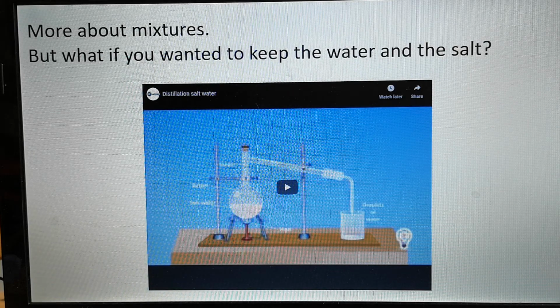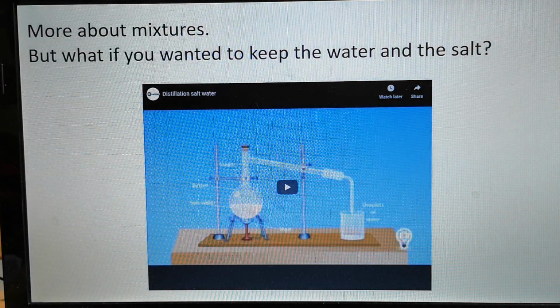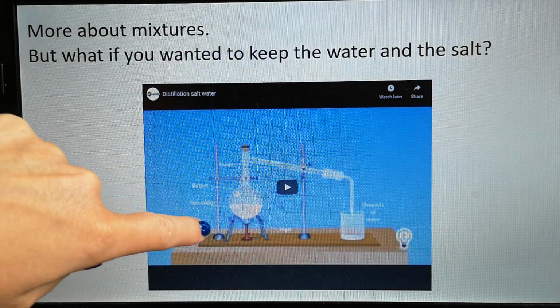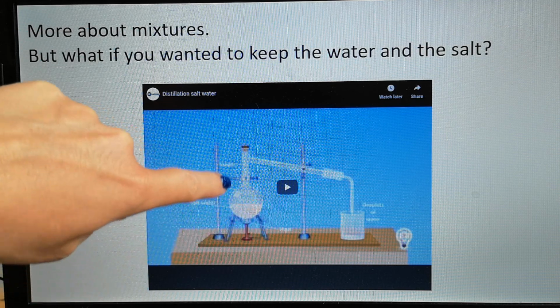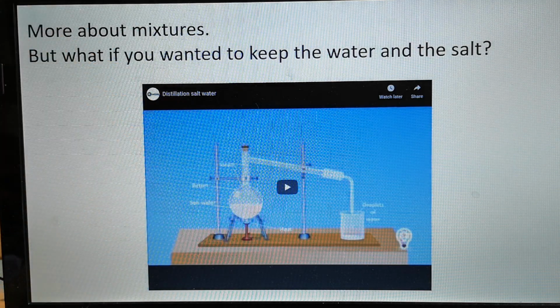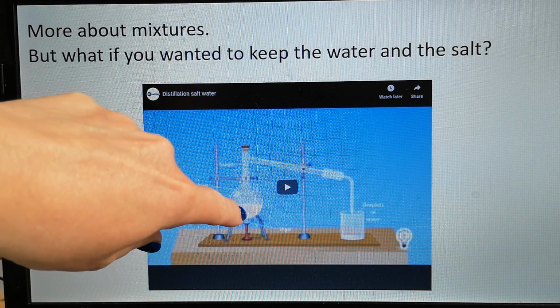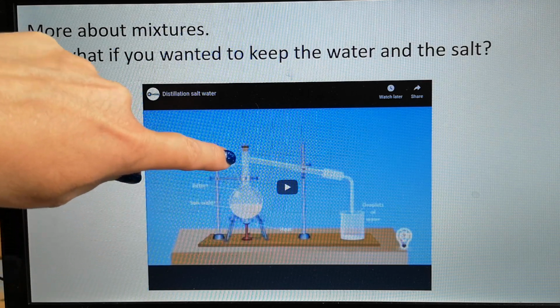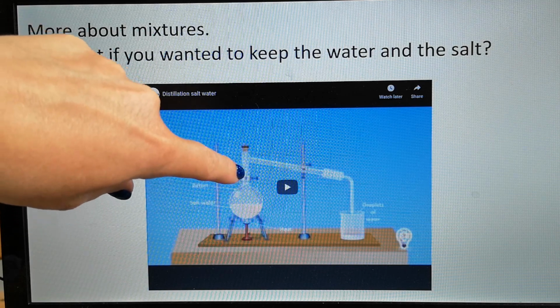This is called a Liebig condenser, this whole thing here. I'm not going to play this video, this was just a picture that I found. If you have a close look, you can see that we've got a Bunsen burner and our salt and water solution in this flask here. The first step of this method is evaporation. We heat the salt and water solution until the water starts to evaporate. The water turns from a liquid into a gas, and then that steam is going to rise.